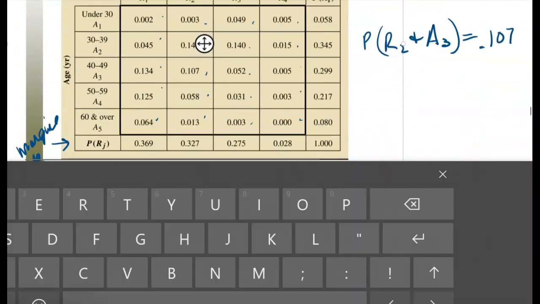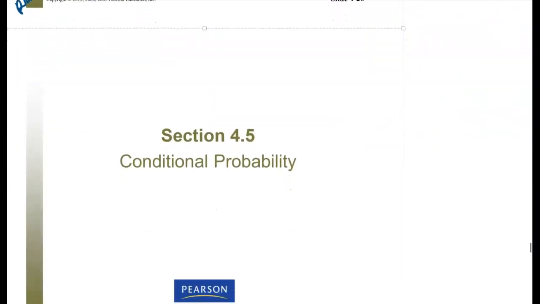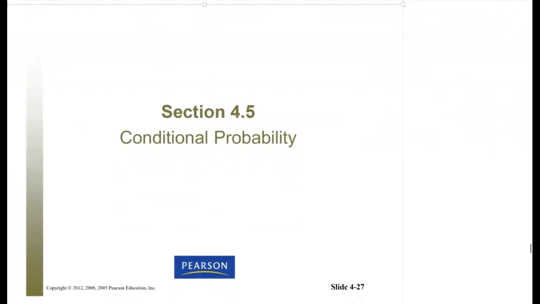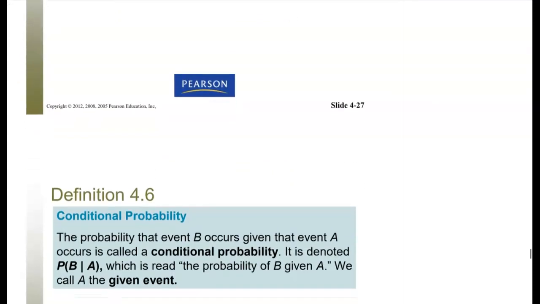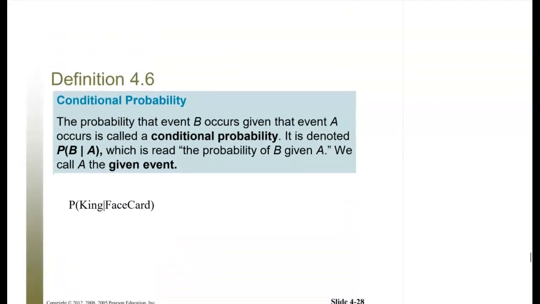And we're going to finish this chapter 4 on conditional probabilities. By definition, the probability that event B occurs given that event A occurs is called a conditional probability. We're placing a condition on our event now. It is denoted by the probability of B given A. And we call A the given event. It's also called the condition.